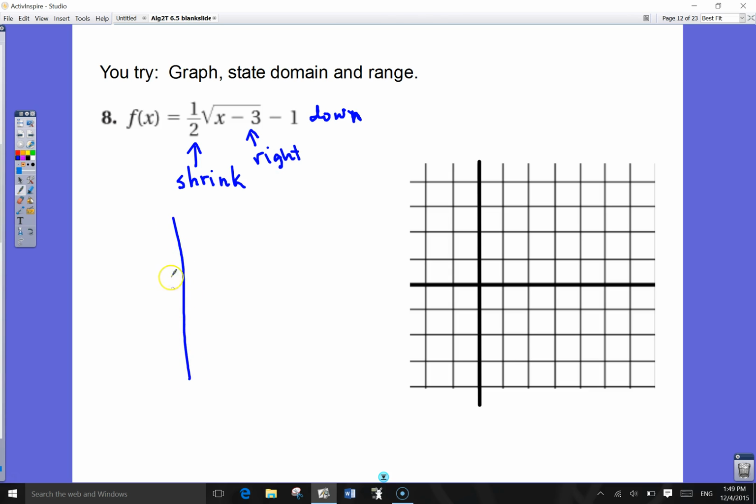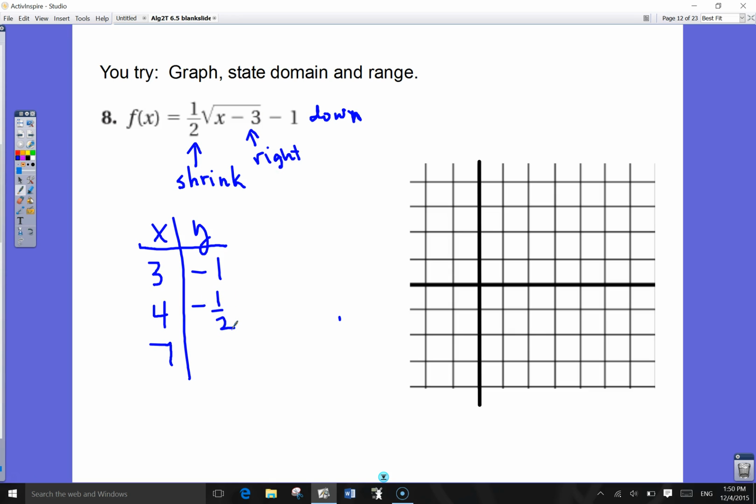Make a table of values. I need to have h as the first value. 3. And then I'm going to add 1 and add 4. I think that's similar to the first example. But if I put in a 3, 3 minus 3 is 0. The square root of 0 is 0. So the whole term is 0, minus 1. If I put in a 4, 4 minus 3 is 1. 1 times a half minus 1 is negative 1 half.